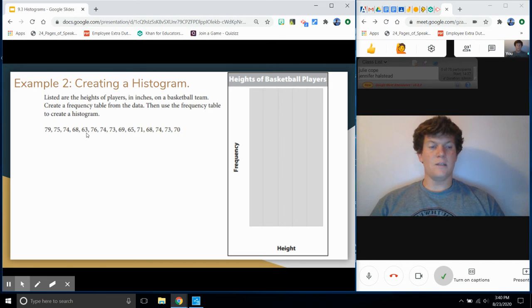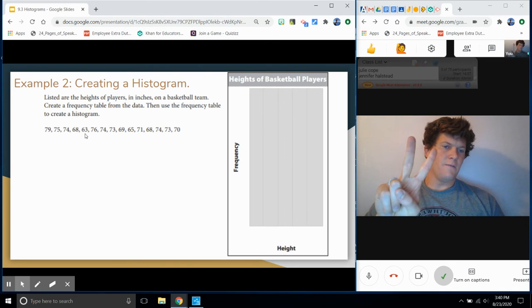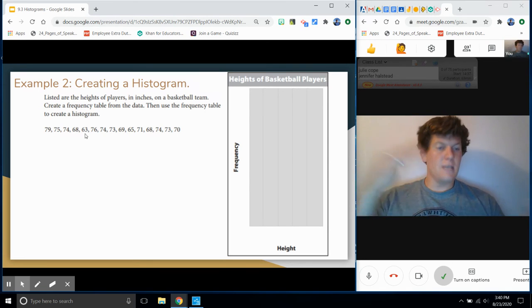79 minus 63. Let's find the range. 79, 63. That gets us 16. 5 doesn't really go into 16, but 4 does. So let's divide it. 16 divided by 4 is 4. So let's count 4s as our intervals, starting with our smallest number, 63. So I'm going 63, 64, 65, 66. There's my first interval.